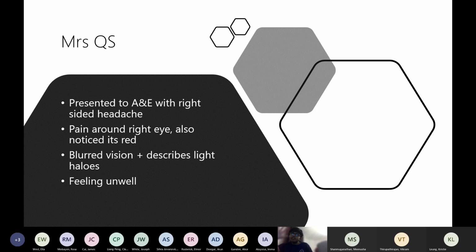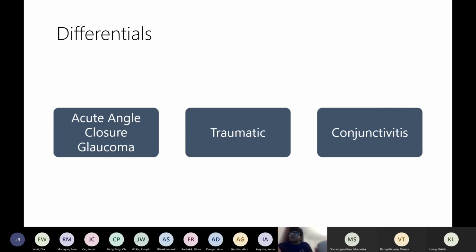Yeah, and endophthalmitis. So the differential based on these things is actually pretty wide. I've only put 3 on this slide. To be fair, it could still be trauma. It could still be conjunctivitis, though the blurred vision makes that significantly less likely.